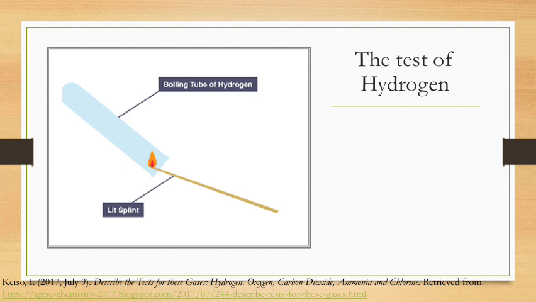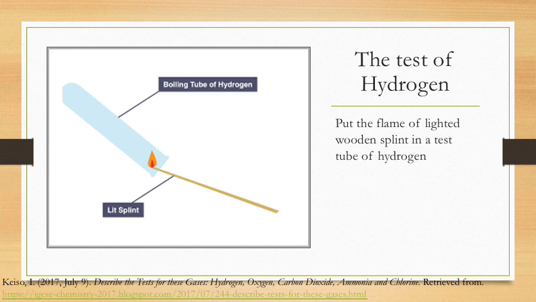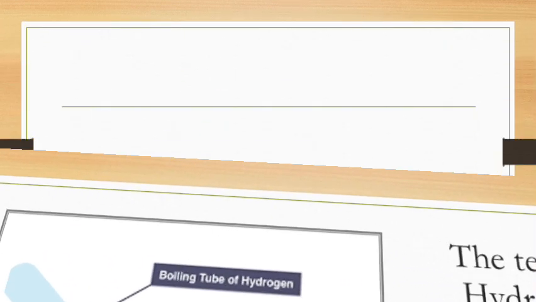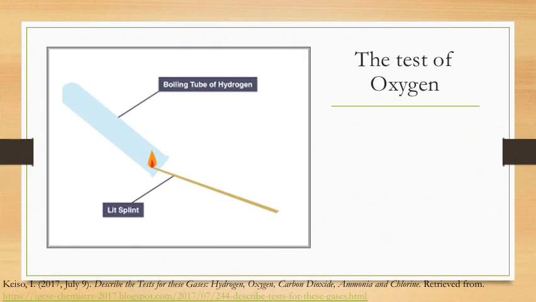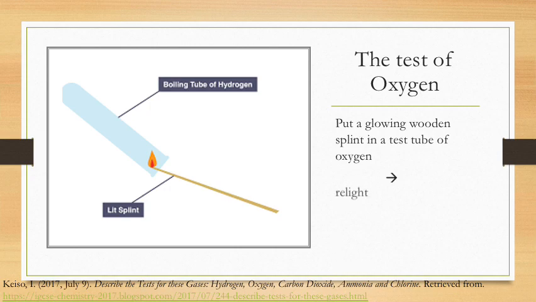So let's talk about some tests. Here is the test for hydrogen. We should put the flame of a lighter in the test tube which has hydrogen, and it will make a squeaky pop sound. Next I'm going to talk about the test for oxygen. I put a glowing wooden splint in the test tube of oxygen, then it will relight.